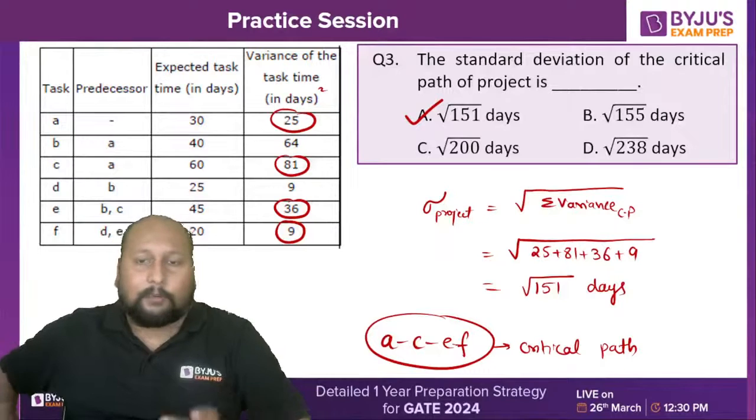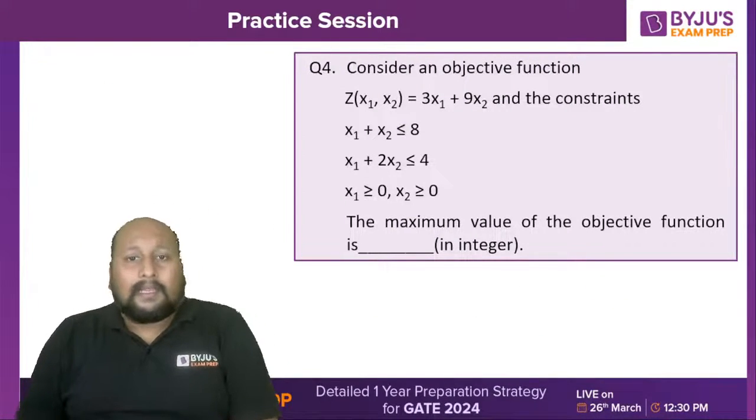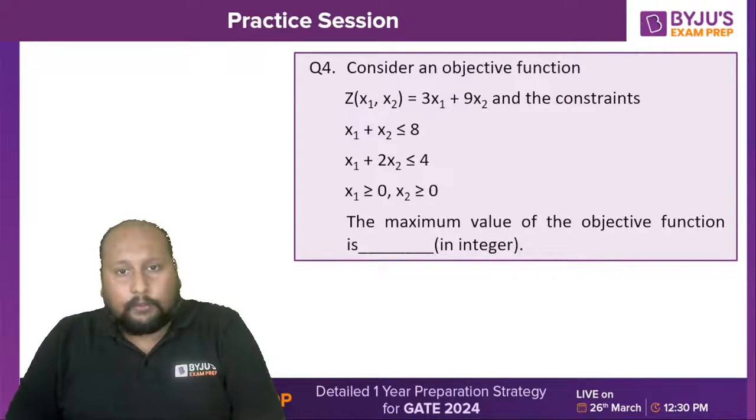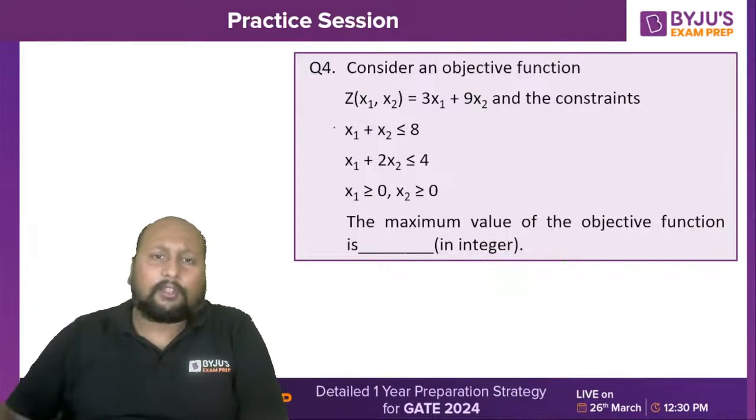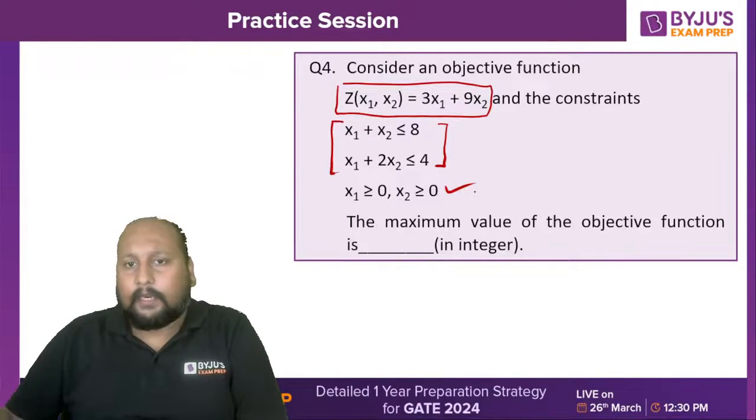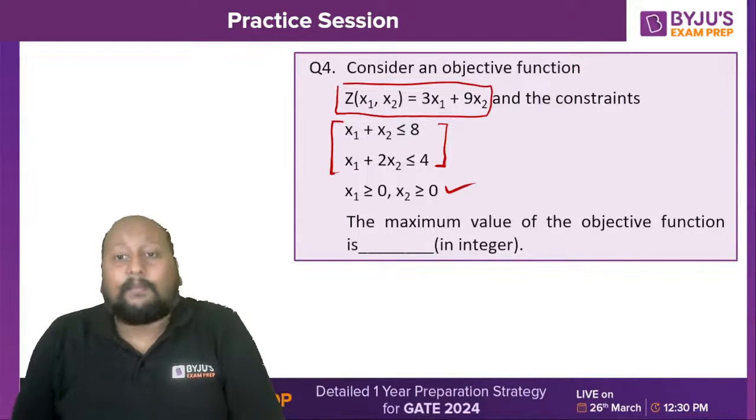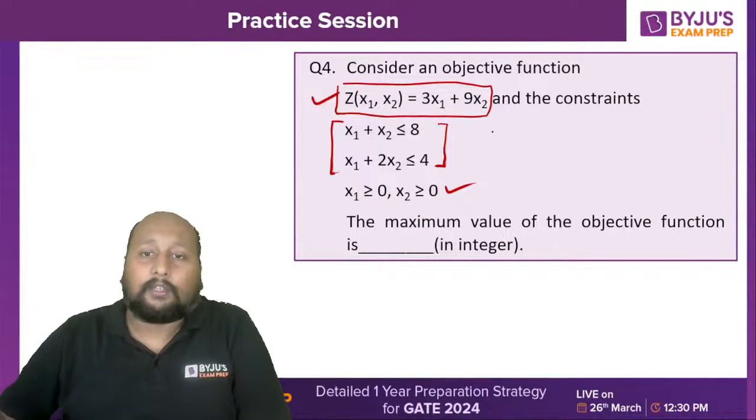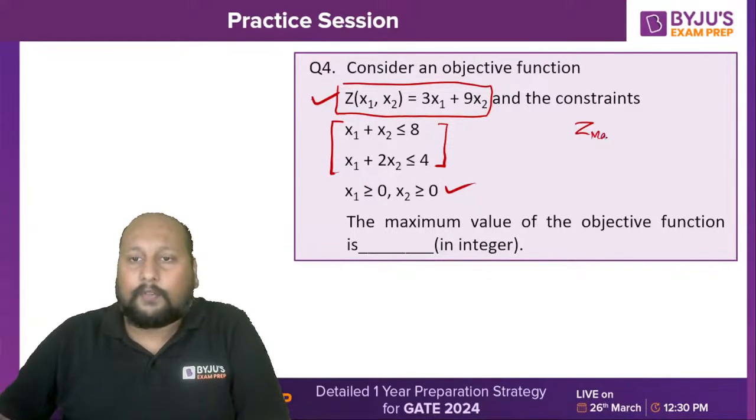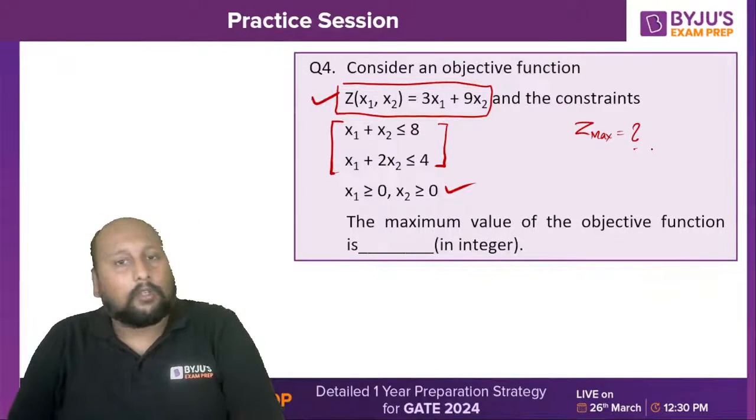Okay. Now let's move towards an LPP question. Consider an objective function. We have an objective function given. This is your objective function, 3x1 plus 9x2. And they have given you 2 constraints with a non-negativity condition, that is x1 and x2 greater than or equal to 0. What is the maximum value of this objective function? That means you need to calculate the value of z max.